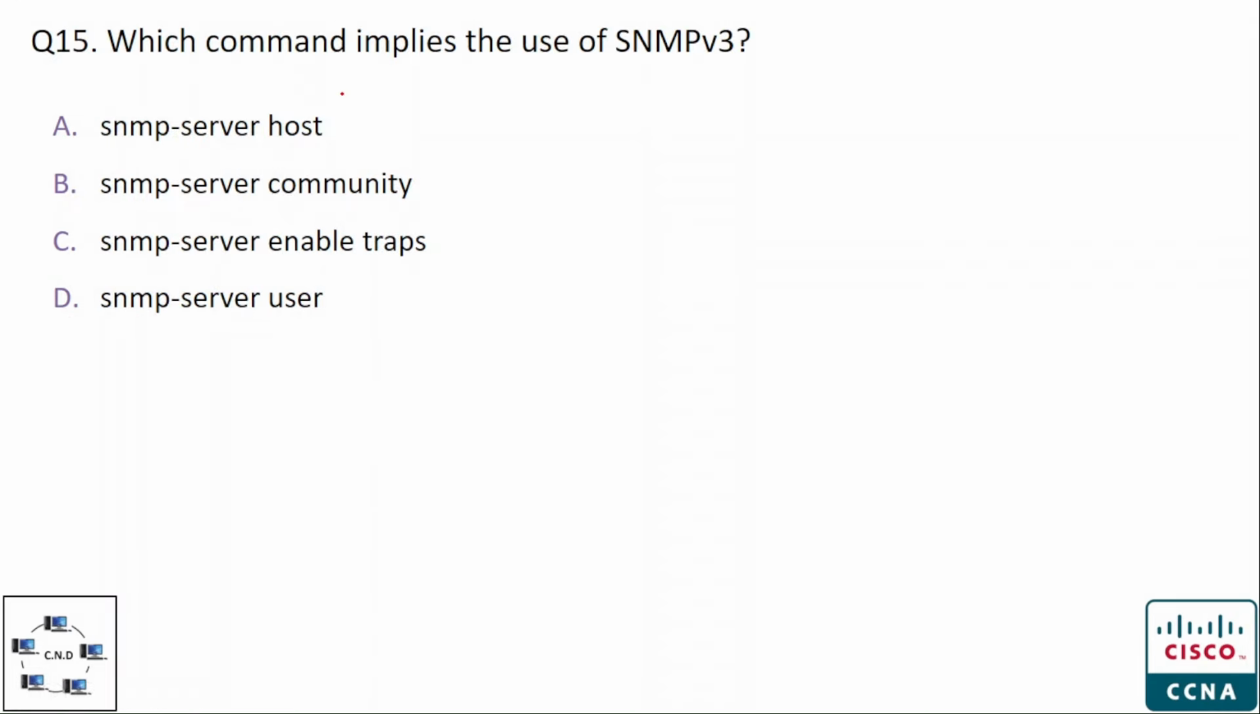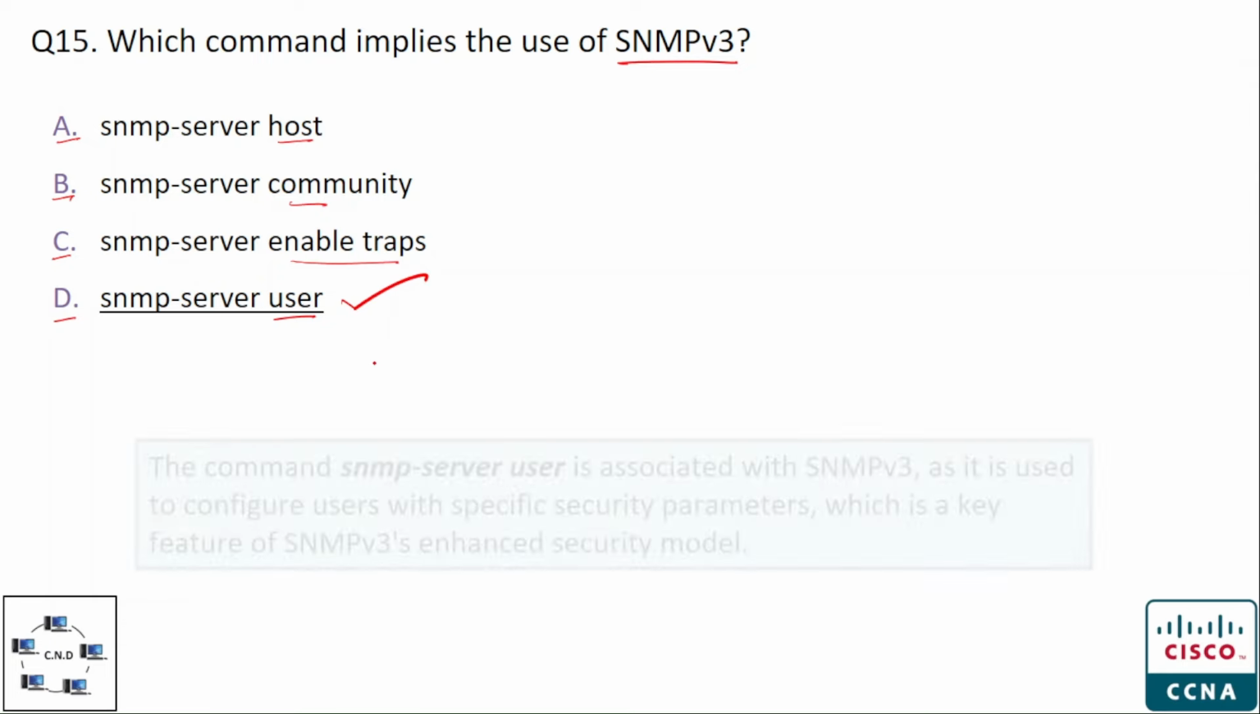Question number 15. Which command implies the use of SNMP version 3? And the options are option A, snmp-server host, option B, snmp-server community, option C, snmp-server enable traps, and option D, snmp-server user. And the correct option is option D, snmp-server user.